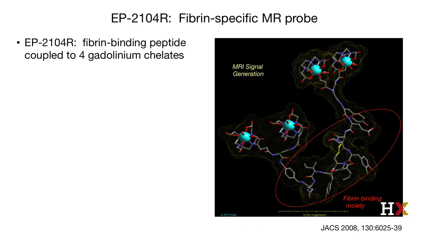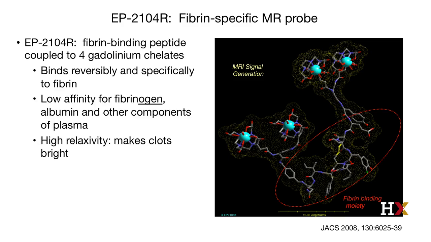The molecule that we ultimately created was called EP2104R, and it was very specific for fibrin over fibrinogen. It doesn't bind to the other proteins in blood plasma, and in this way we have a high target to background ratio. It has something called high relaxivity. It's very bright in an MRI image, and that's because it's got 4 of these gadolinium chelates in the molecule. It's completely eliminated from the body, which is very important because we want this metal ion to be eliminated from the body and not cause any toxicity.